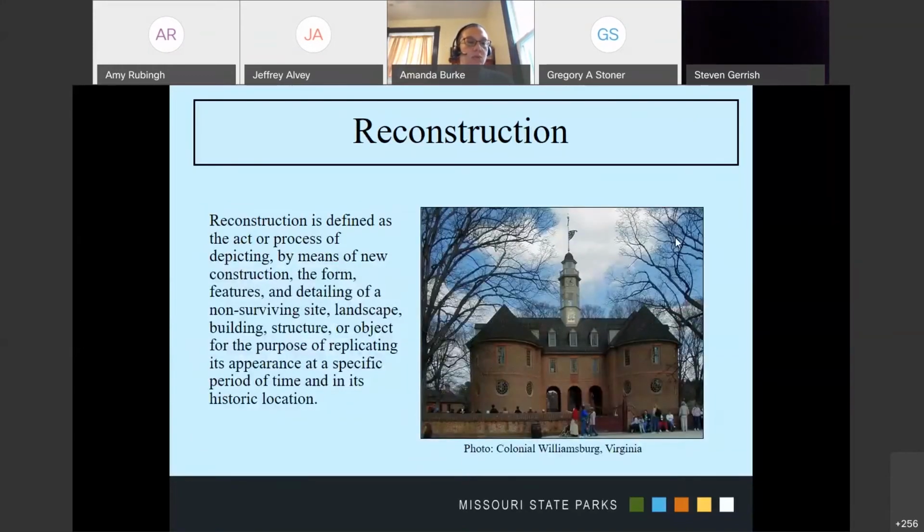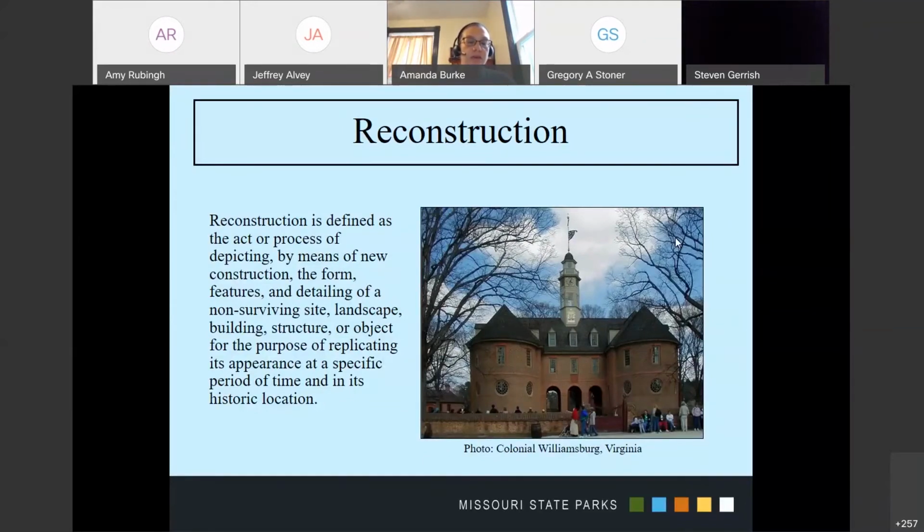And the last one is reconstruction. And this is when an element or a whole property has been lost and we're going to restore it to a specific period. We discussed a little bit about that earlier, about how those can be eligible or contributing to historic districts or not.